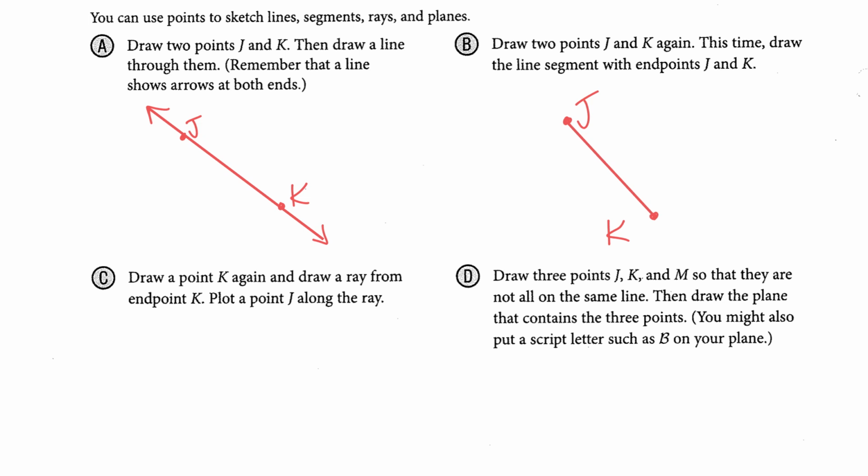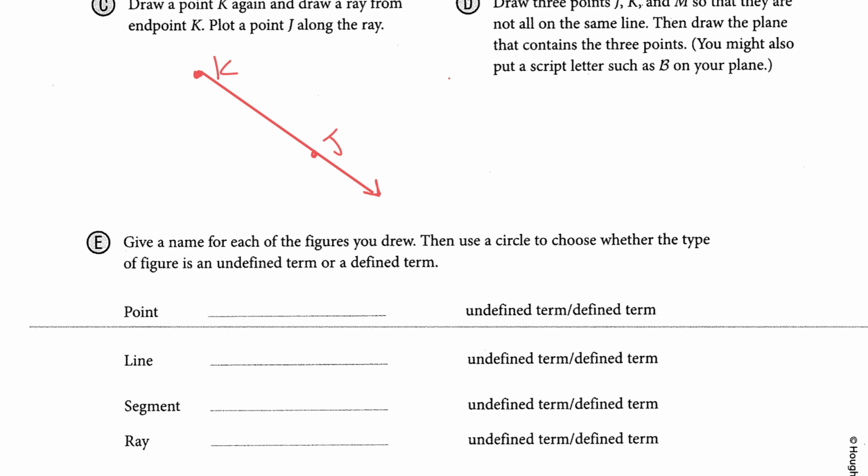Draw a point K again and draw a ray from endpoint K. Plot a point J along the ray. So it stops on K, but it continues forever in the other direction. Draw 3 points J, K, and M so they are not all on the same line. Then draw the plane that contains the 3 points. You might also put a script letter, like a cursive letter, such as B, on your plane.